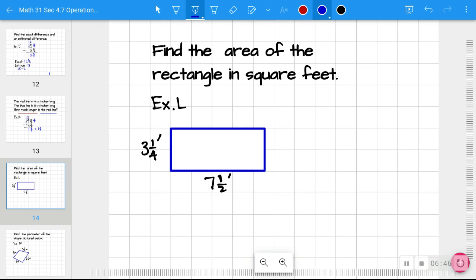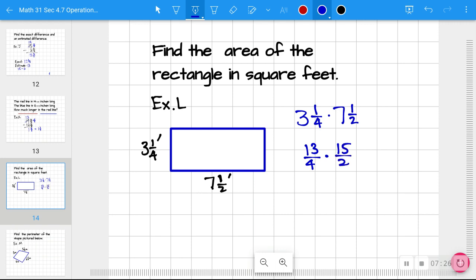Okay, this next one here, example L, we're supposed to find the area of this rectangle. And so you multiply length times width. This problem is going to be 3 1/4 times 7 1/2. And this is a good place for you to unmix these because it's so much easier when you get it in improper fraction mode. 4 times 3 plus 1, 13/4. And then we're multiplying that by 2 times 7 plus 1, which is 15/2.